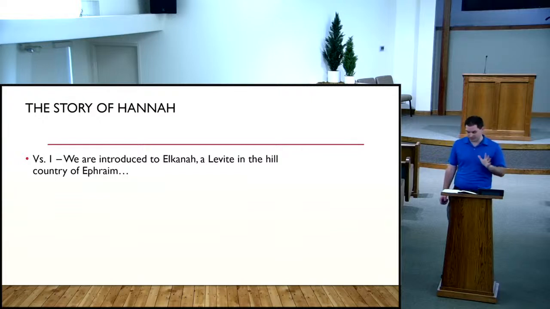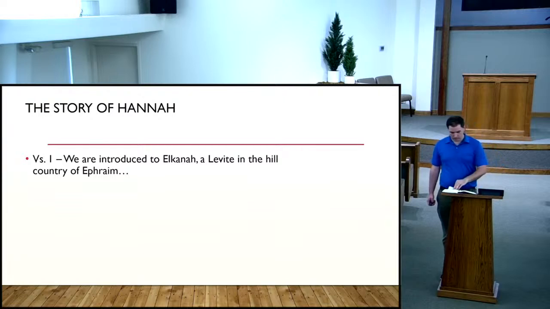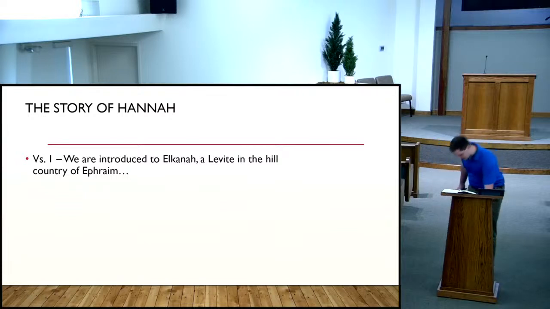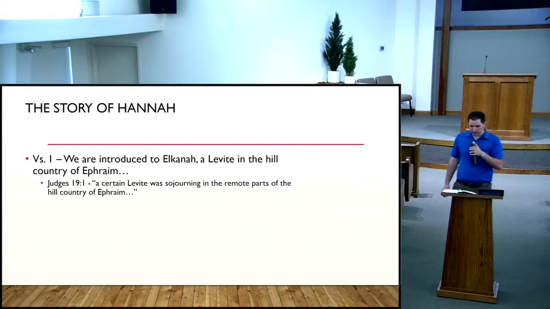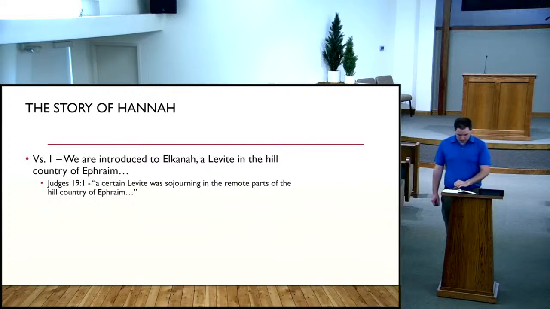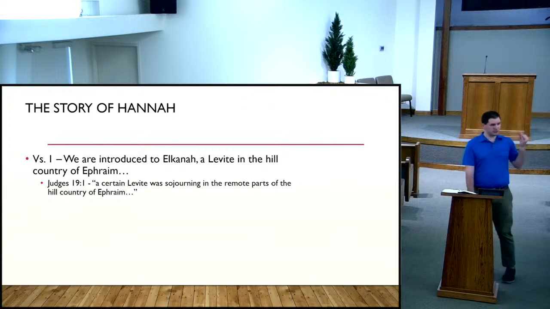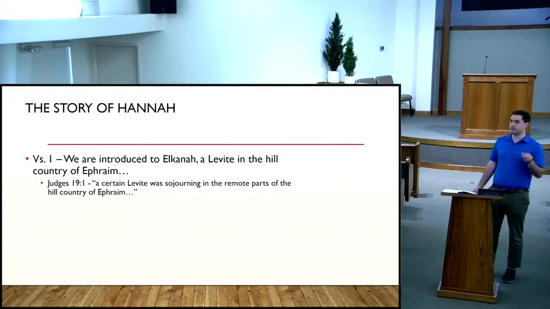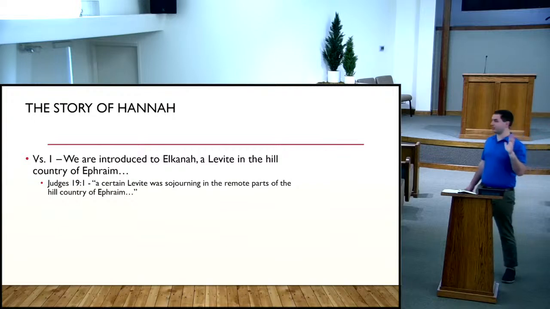Turn real quick to Judges chapter 19. Does somebody want to read verse 1? Judges chapter 19. There was no king in Israel. A certain Levite sojourning in the remote parts of the hill country of Ephraim, who took to himself a concubine from Bethlehem in Judah. Okay, thanks, Josh. So we've got a Levite who's sojourning in the hill country of Ephraim. Does anybody remember that story, how it ends? Kind of dominates the rest of Judges.